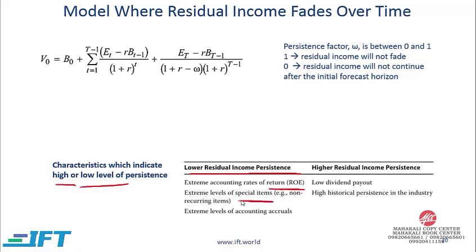If you have special items, just one-off items that are maybe causing the earnings to be high in the short run, then also persistence will be low. If there are very high levels of accounting accruals, then also the persistence will be low. When will you have high persistence? If the payout ratio is low, which means a lot of money is being reinvested, or there is generally high historical persistence in the industry, and not explicitly mentioned here in the curriculum, but if a company has a competitive advantage which gives it a high ROE, then that also will result in a higher persistence number.